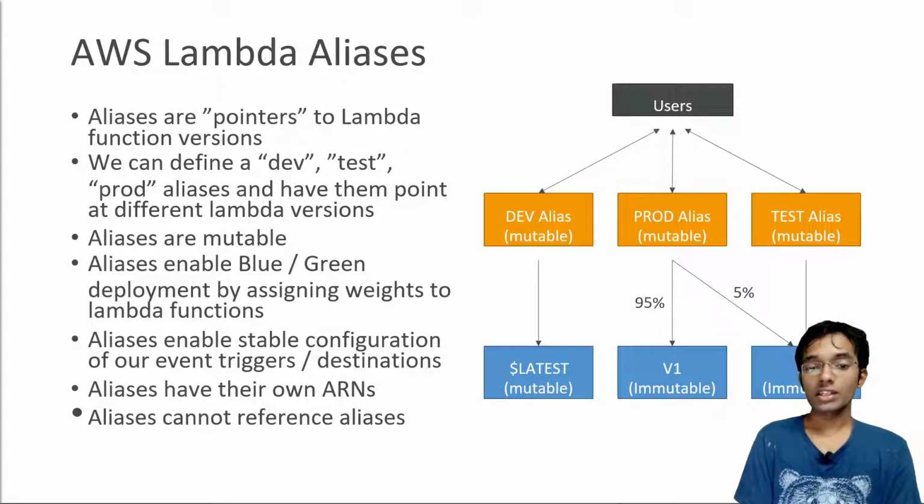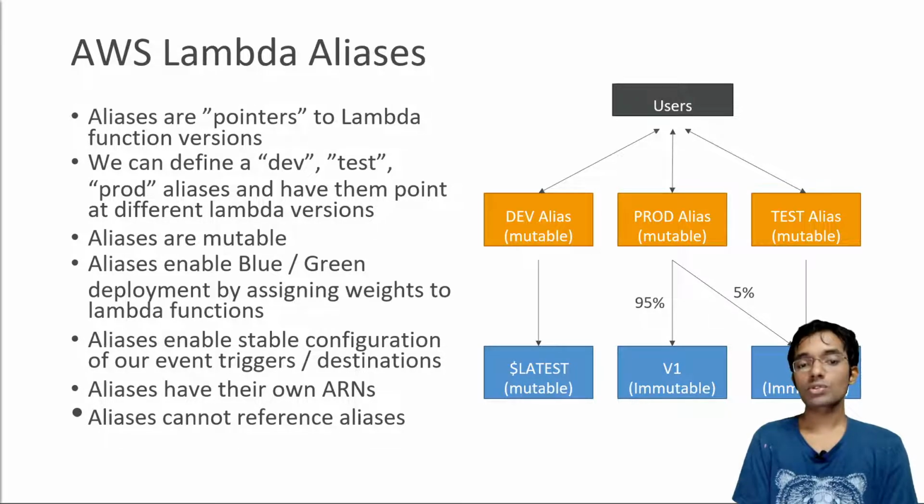For the test alias, we can point to v2 of our Lambda function, and so when our users talk to our test alias, they will get to v2. And finally, our prod alias can be pointing to v1.